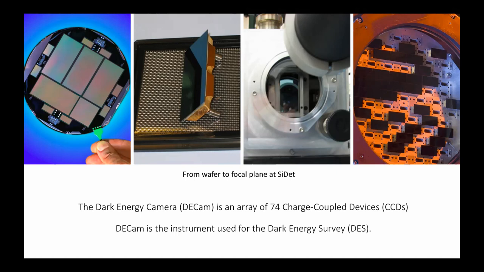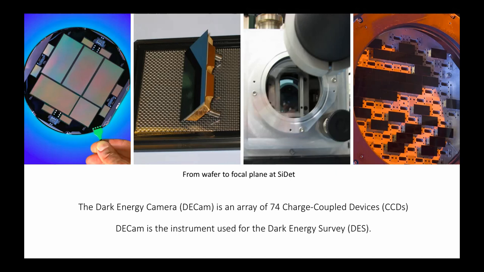To build the Dark Energy Camera, we received the CCDs, the bare chips, from Lawrence Berkeley National Lab. And then at SciDot, we would glue them, as shown in the second picture, to a circuit board, put them on an Invar foot, and then test them in a cryostat. The CCDs are operated at around liquid nitrogen temperatures. And we would test them like crazy.